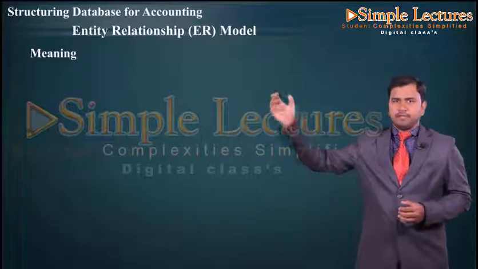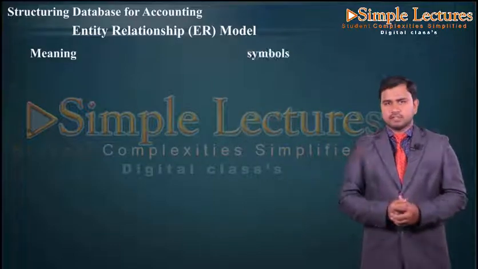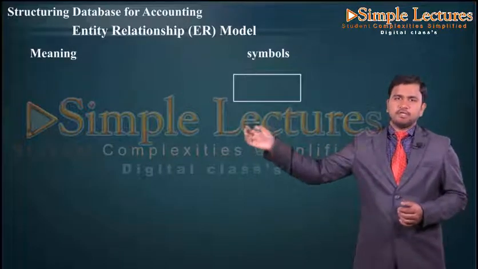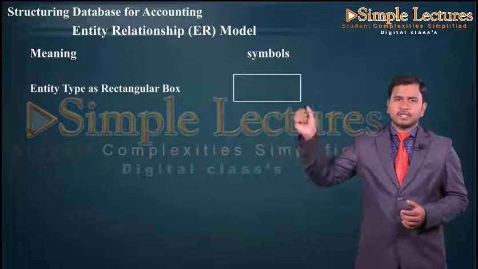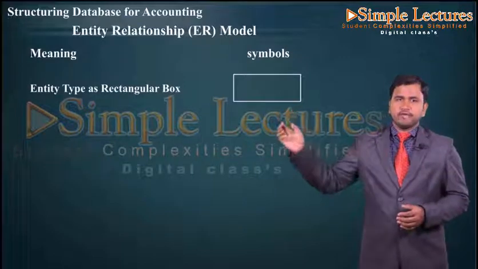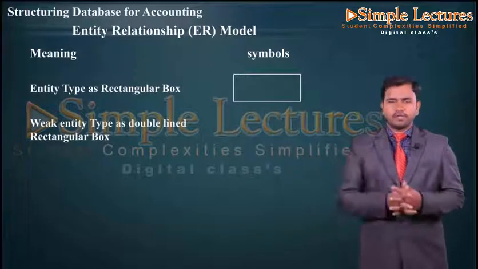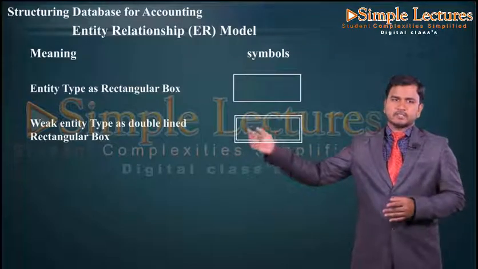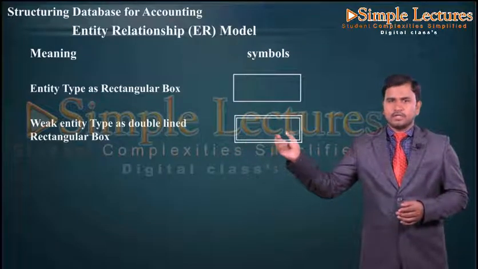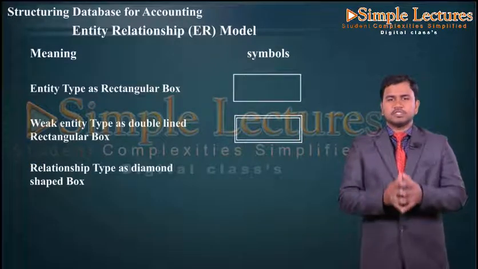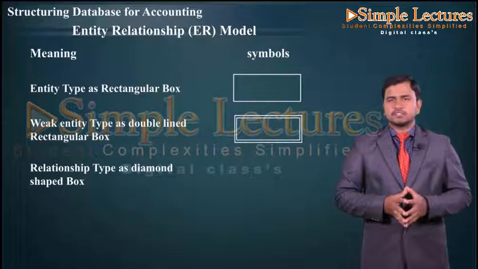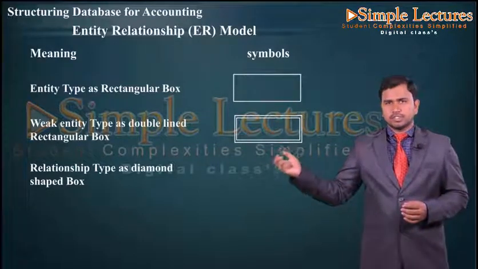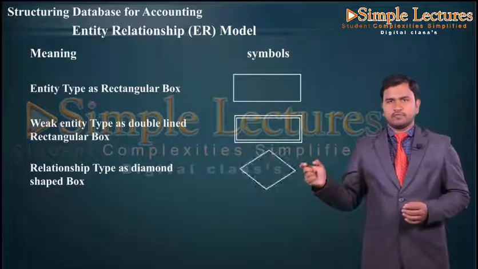Let us take the meaning on one side, and on the other side the symbol. The symbol here is the rectangular box, where the meaning is entity, typed as a rectangular box. Then we have the weak entity. For a weak entity we use two rectangular boxes, typed as a double lined rectangular box. Then we have relationship. For relationship we use a diamond shaped box, where the shape of the symbol is a diamond.